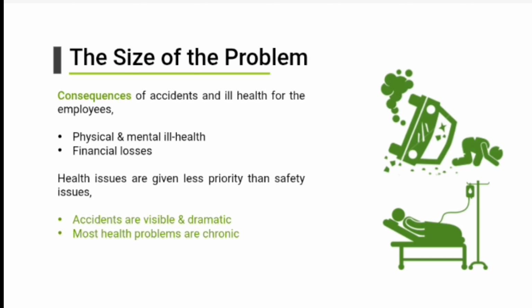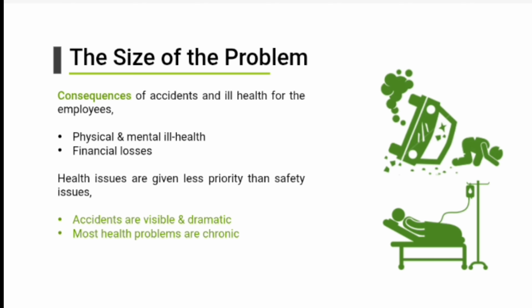The consequences of accidents and ill health for employees, and why health issues are sometimes given less priority compared to safety issues. Accidents in the workplace can have immediate and visible consequences. They are often dramatic, capturing our attention and highlighting the need for safety measures. However, it's essential not to overlook the long-term effects of health issues that may go unnoticed. Let's start by considering the physical and mental ill health that employees may experience.